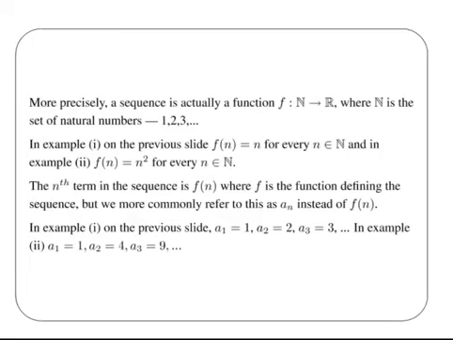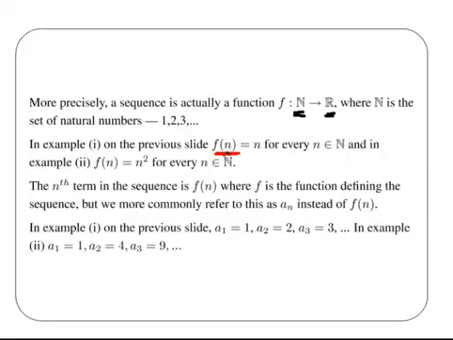Now, more precisely, a sequence is actually a function where the domain is the natural numbers and the codomain is the real numbers, and so on. And in this first example, we had f of n. The rule was the nth term of the sequence was just n, for every n that is a natural number. The second example, we had f of n equals n squared for each natural number.